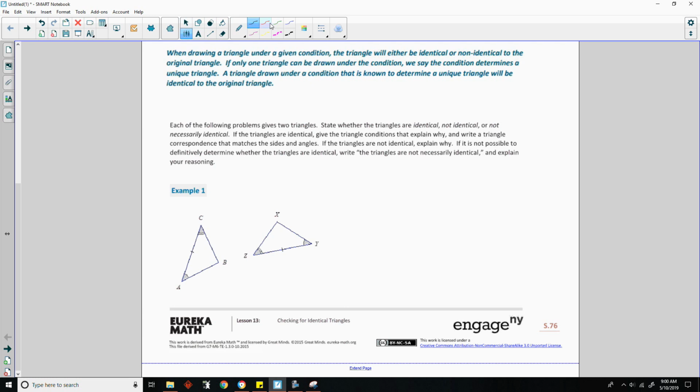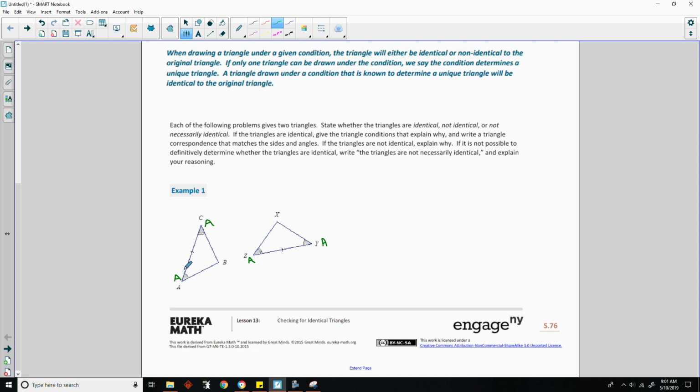Okay, so here's how I approach these types of problems. I label what is given. So angle A has one arc. Angle Y has one arc. So those are congruent angles. Angle A and angle Y are congruent. Angle C is marked with two arcs. Angle Z is marked with two arcs. So that is an angle congruence.